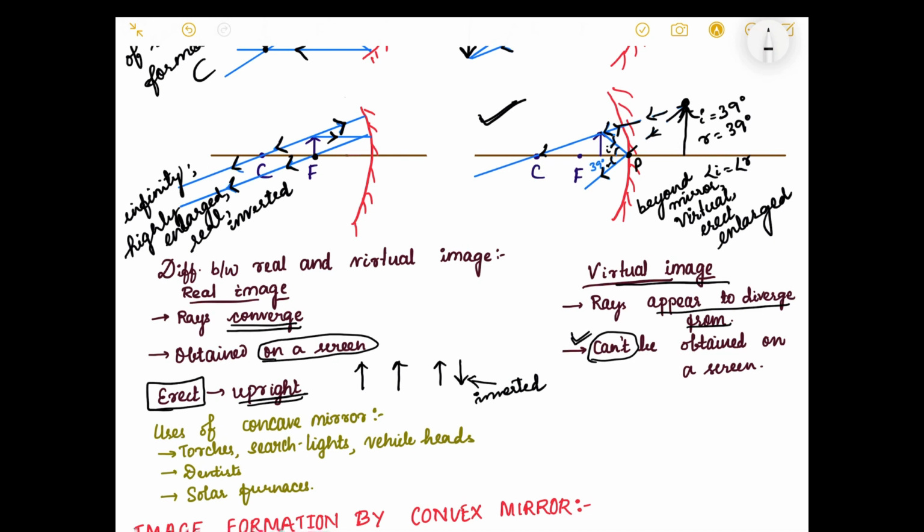Now let us discuss the uses of concave mirror. The concave mirrors are used in torches, searchlights, vehicle headlights, and these are used by dentists to see the tooth of the patient, and these are used in solar furnaces to generate heat.